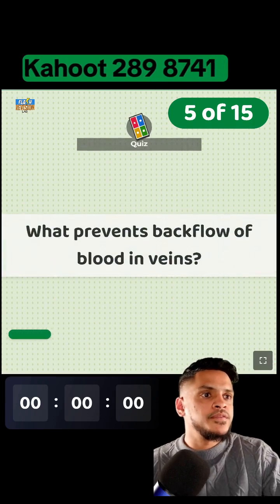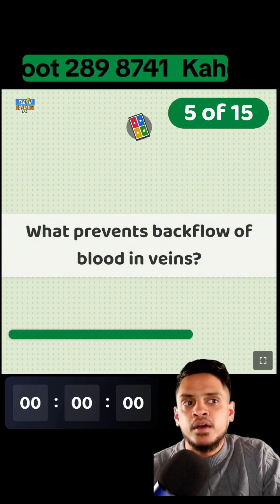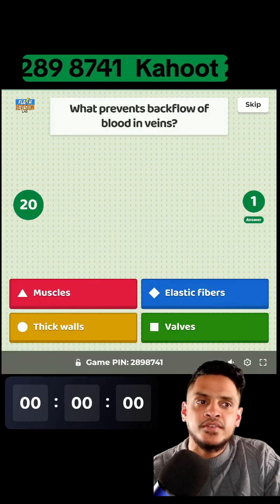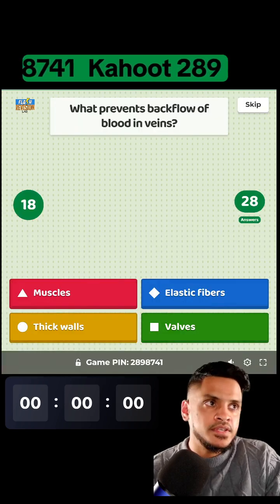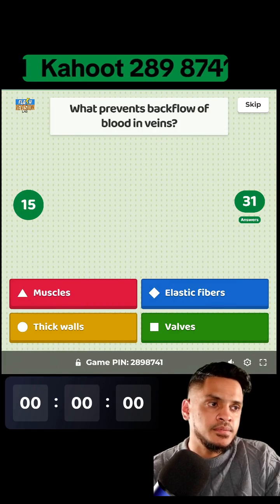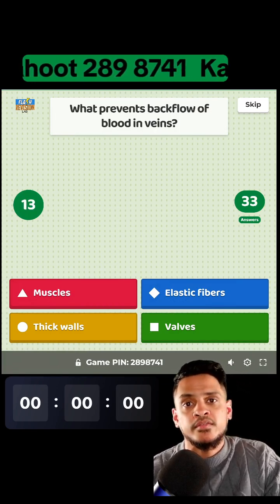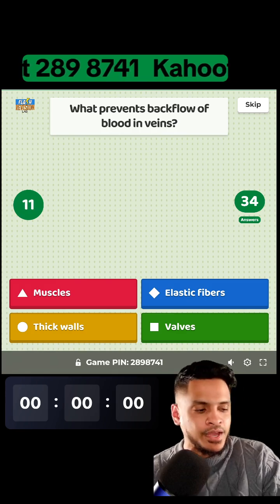Question 5 of 15. What prevents the backflow of blood in veins? So only veins have this. Arteries don't have this. Capillaries don't have this. But veins do, to stop the blood going backwards.